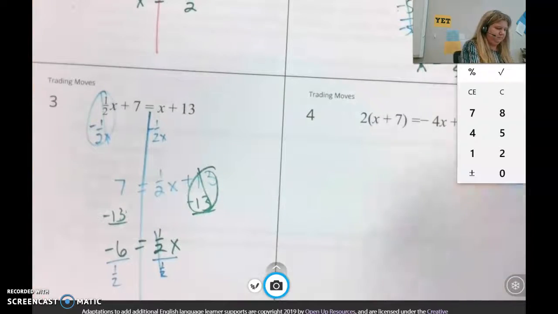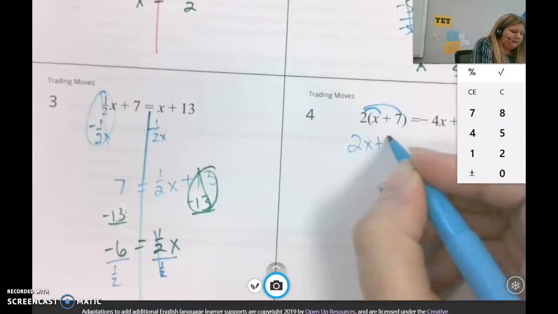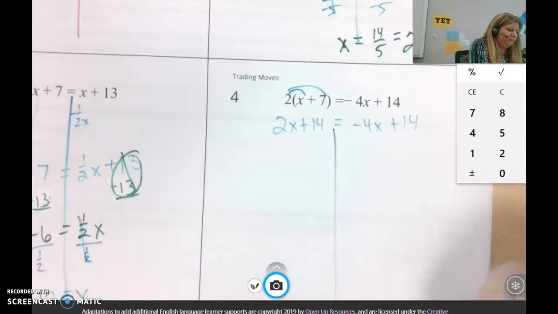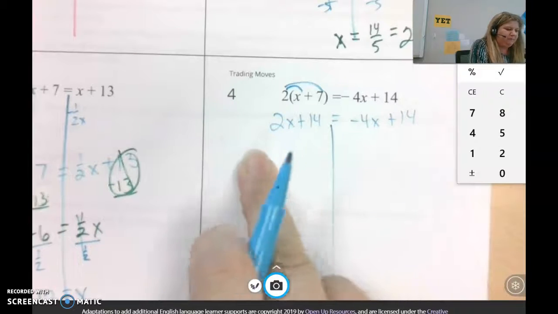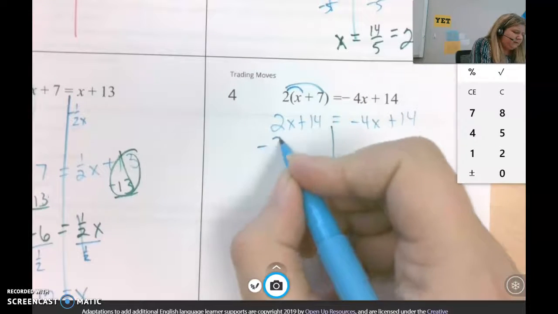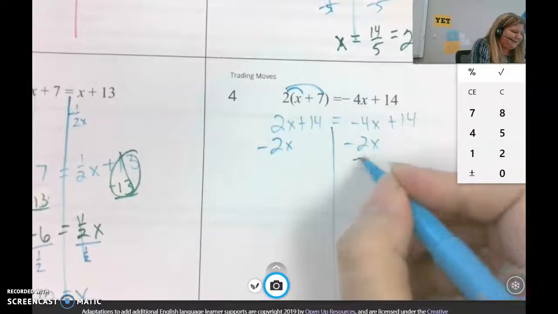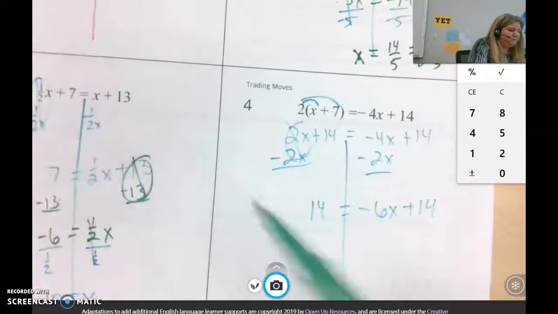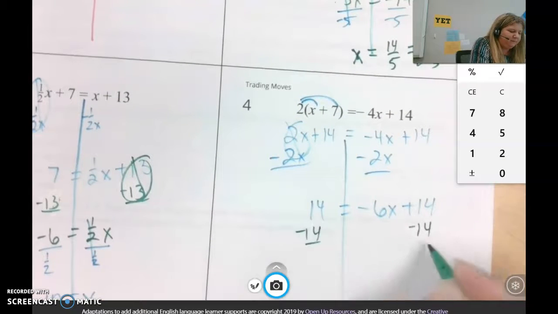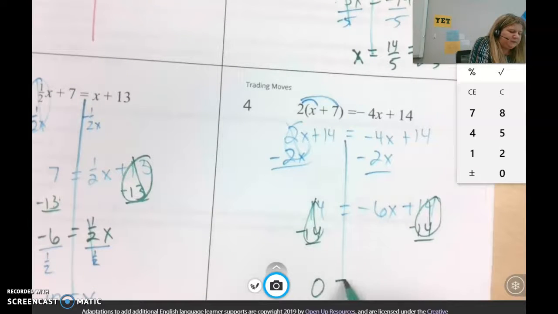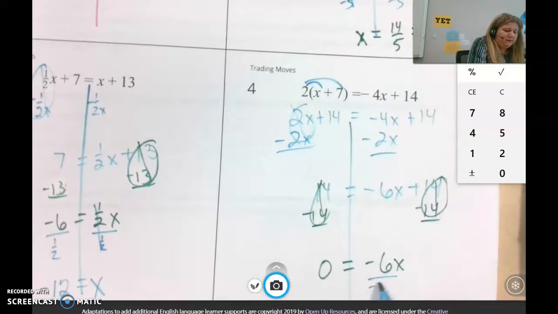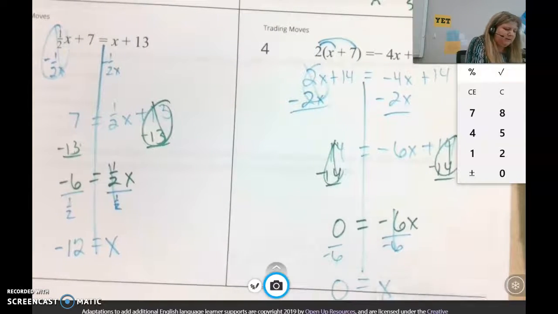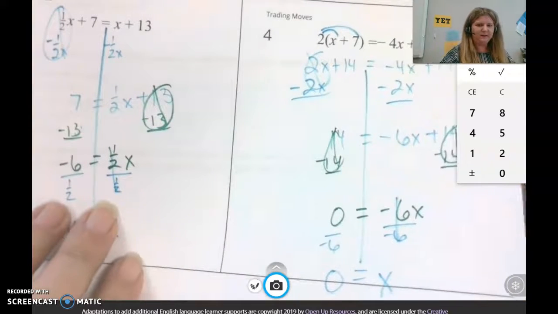Last one. I believe I'll substitute first here. 2x plus 14 equals negative 4x plus 14. So I'm going to subtract 2x. I'm going to move the variables to the right side again. Alright, and I get 14 equals negative 6x plus 14. I'm going to move this constant to the other side. Okay, so that gives me 0 equals negative 6x. Divide by negative 6, and I end up with 0 equals x. So we'll plug that in and see if that's actually the result.